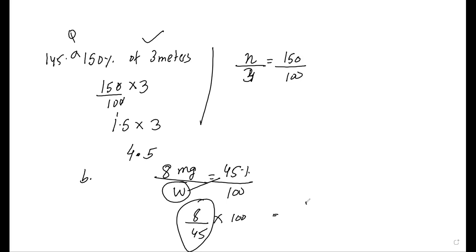No. 8 divided by 45. Okay, multiply by 100. Okay, so 17.77 means 17.8 mg. Yes?